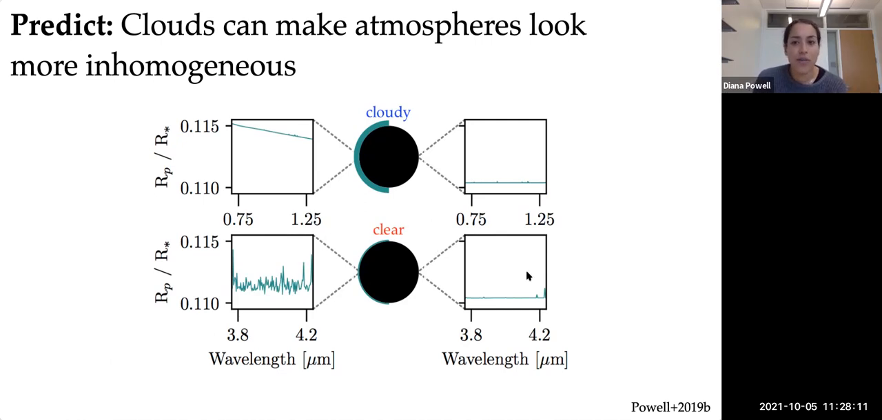So here I'm showing 2D limb radii differences for a hot Jupiter in the case of clouds on the top and for a cloud-free atmosphere on the bottom. So the cloudy atmosphere has distinctly asymmetrical limb radii that's significantly more inhomogeneous than the clear atmosphere, which has some limb asymmetry as well, just due to temperature differences on the limbs. And we've developed a tool for probing this atmospheric inhomogeneity cheaply using James Webb.